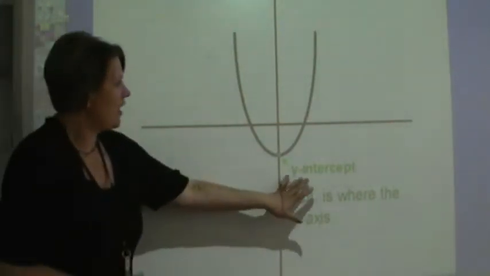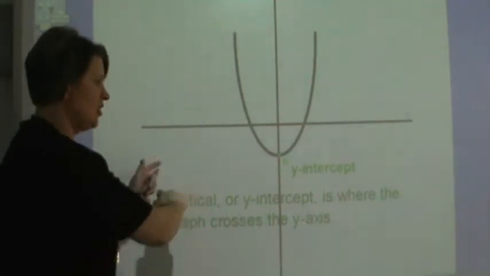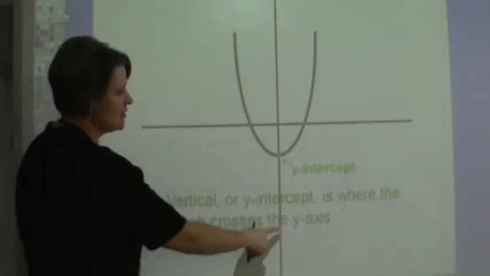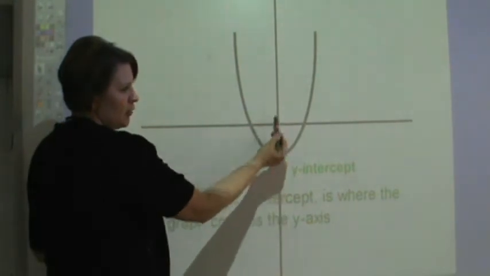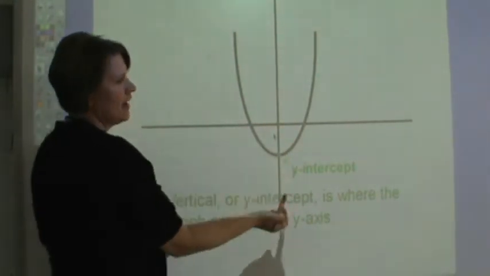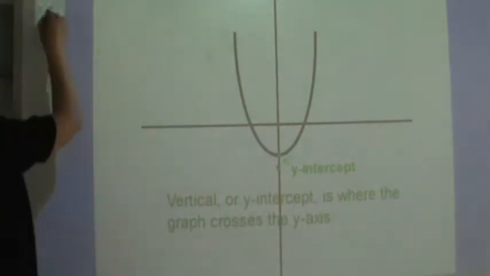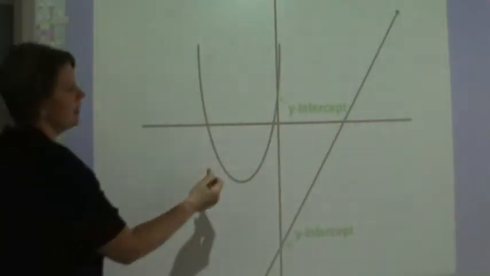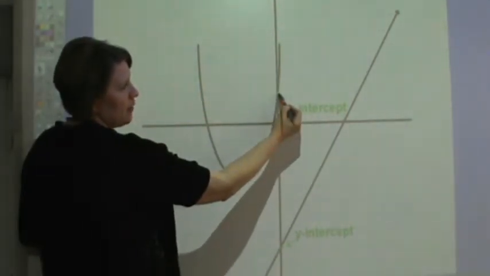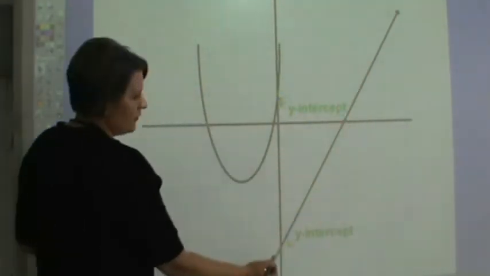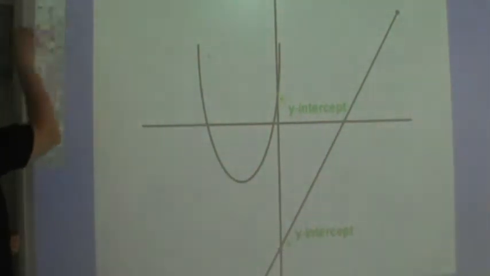Okay, here we have the y-intercept. So your vertical or your y-intercept, again, interchangeable, is where the graph crosses the y-axis. So in this parabola, my y-intercept would be right here where it crosses the y-axis. If I had to give it as an ordered pair, it'd be 0, negative 2. Okay, another sample. My parabola comes up, crosses it right there. That would be my y-intercept. And if I had a line, for example, again, it's where it crosses the y-axis.